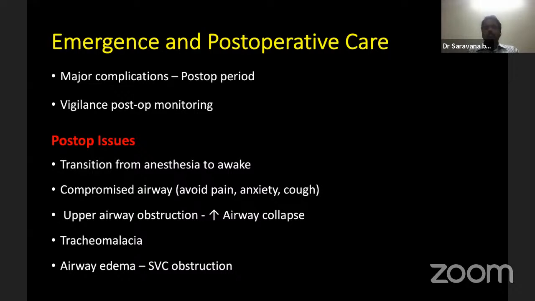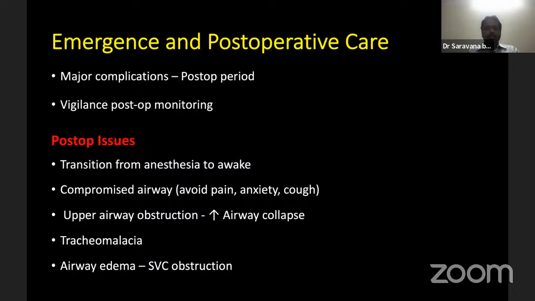And obviously, you all know that postoperatively, you can do a cuff leak test to find out whether the patient is having tracheomalacia or not. So plan it accordingly. If the patient has tracheomalacia, once you take out the tube, it will definitely go into a catastrophe. So we have to search for other options, like tracheal stenting, which we can do electively for these kinds of patients.